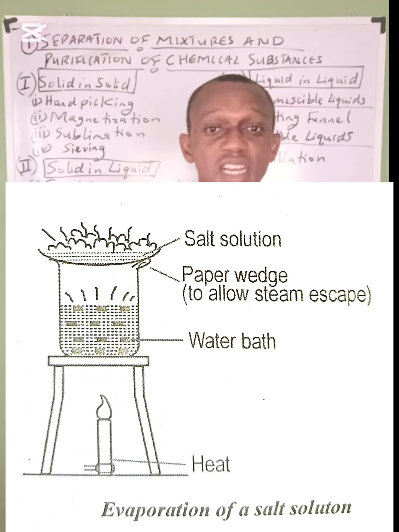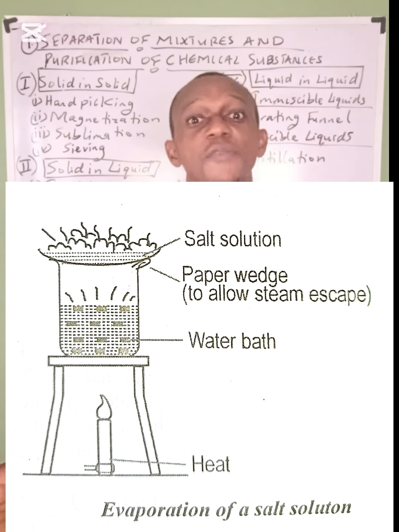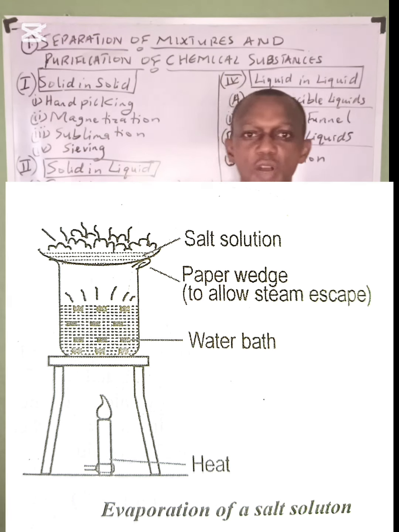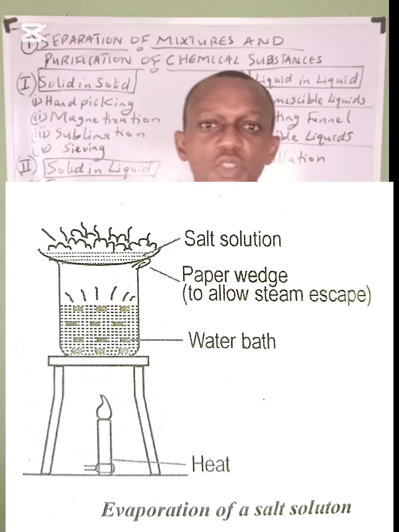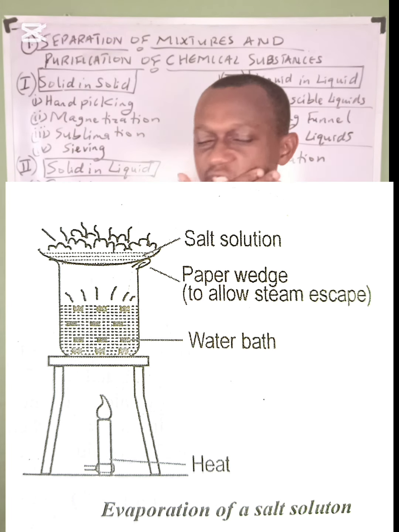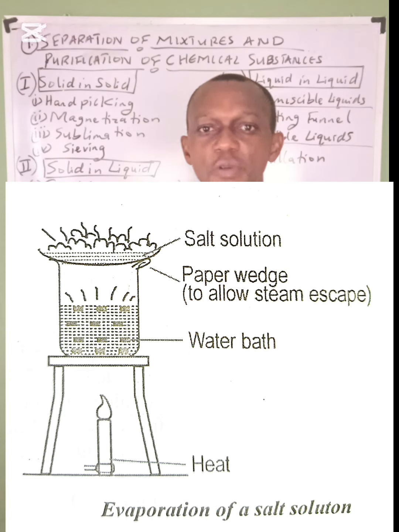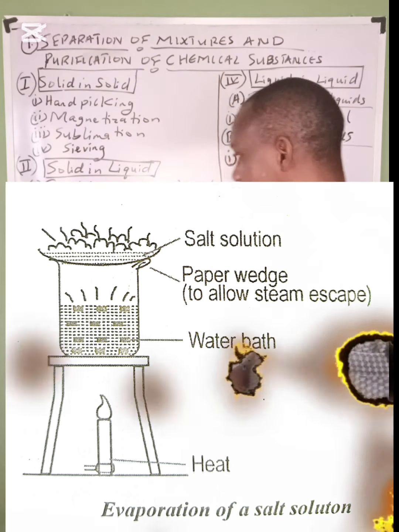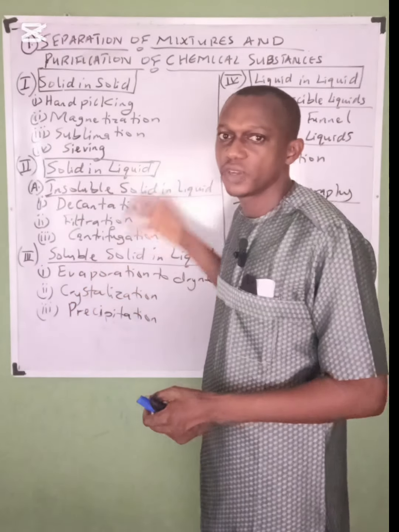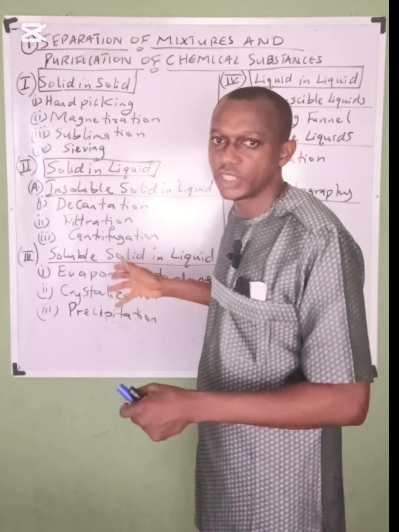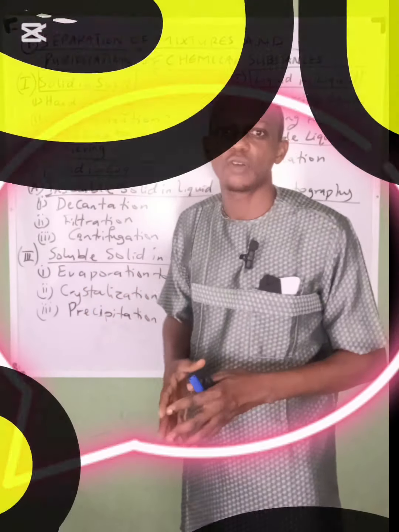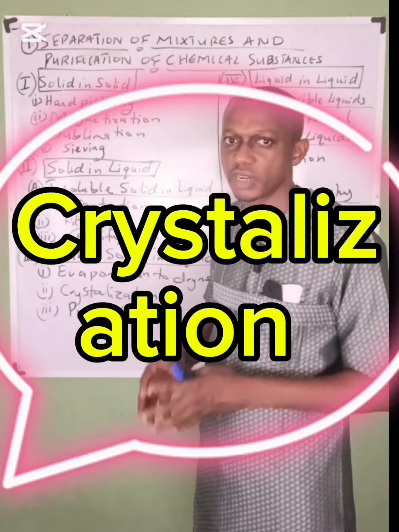Because if there is direct heat, after it has evaporated, it will burn the solid and it will change the composition, which means you have not separated. So that's why we use a water bath. That one we have to put on fire, make sure that every solvent or liquid has evaporated. This one also has a drawback because we are going to sacrifice the what? The solvent. Okay, so that's the separation of what? Of soluble solid in liquid, whereby we evaporate the liquid so that we can get the solid.